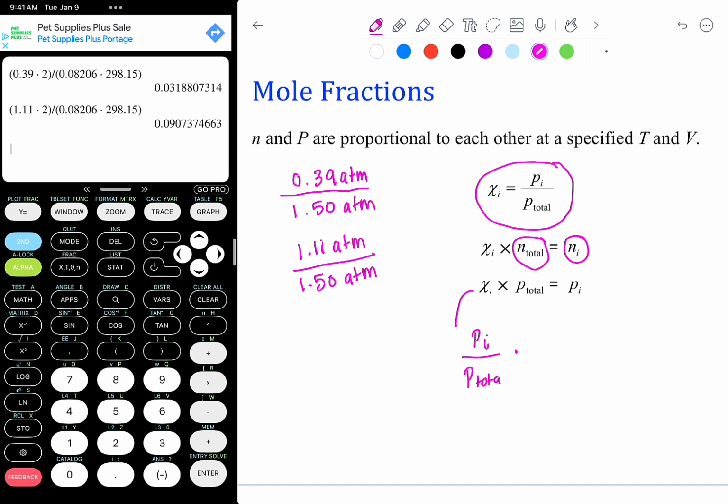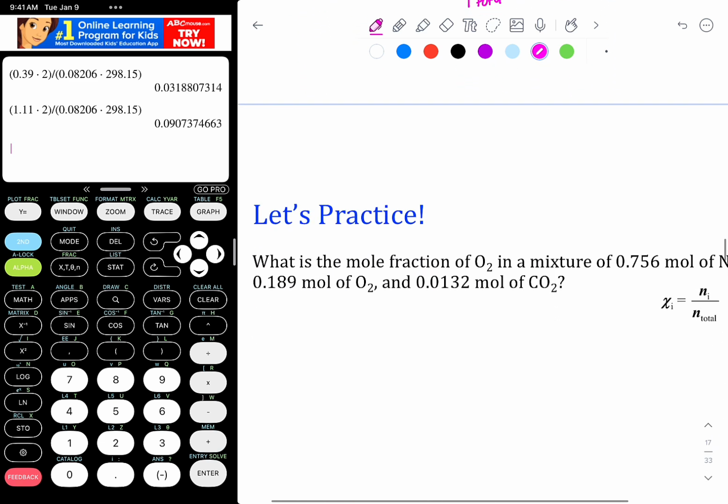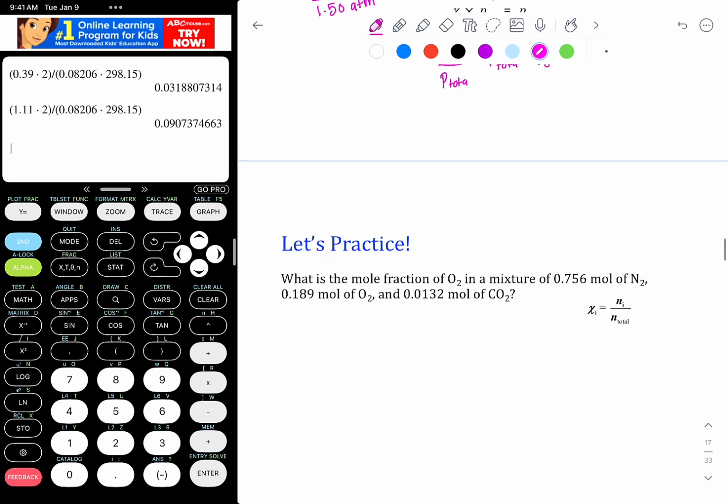If I multiply it by P total, I can get P sub I. So if I don't know how the mole fraction was calculated, then I can use that to find the individual piece. On the other hand, if I know the mole fraction for my pressures and I wanted to find the individual amounts of moles, I could do that as well. So let's look at how we can use these. I have a few practice problems that explore both finding mole fractions as well as how we can apply that to find the individual components as well.